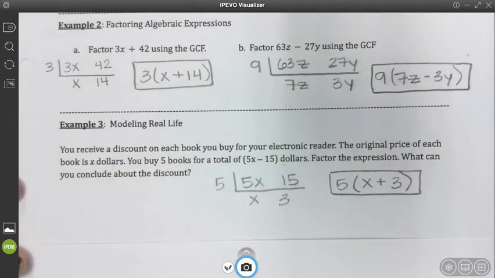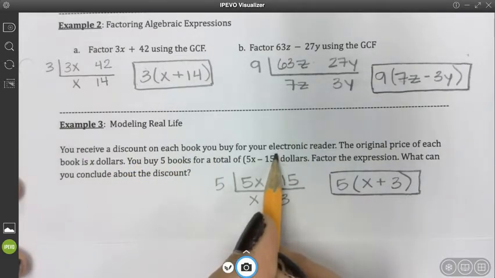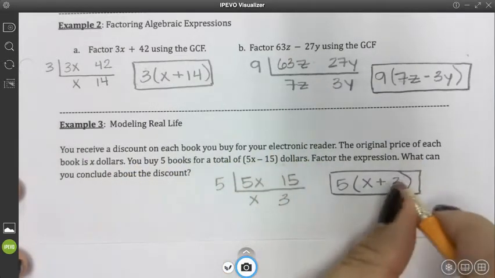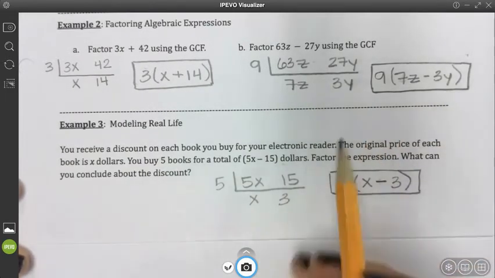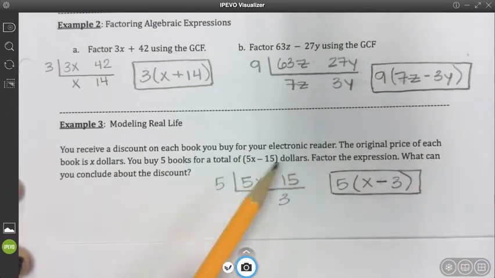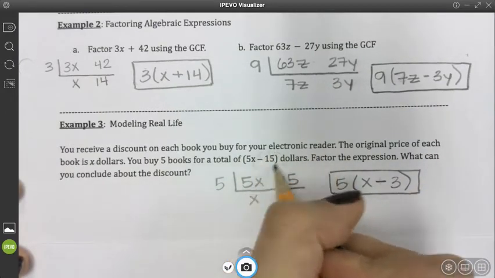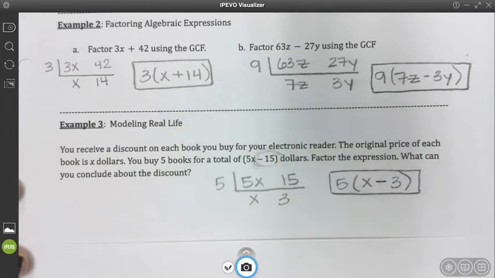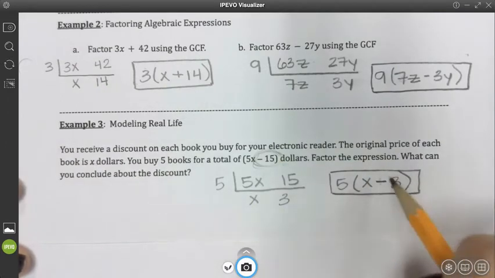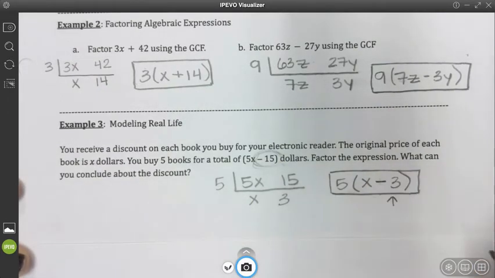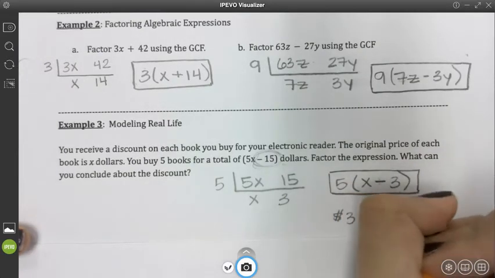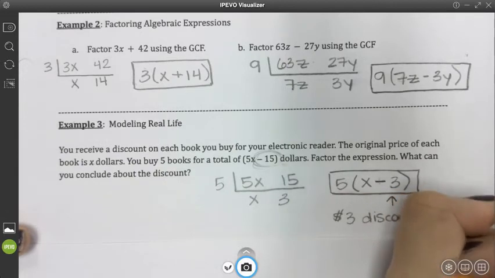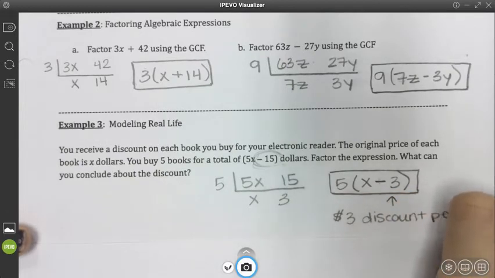So what can we conclude? Let's see. You receive a discount on each book for your electronic reader. Oops, I made a mistake there. This should be minus 3. So in the original, this minus 15 is the discount for all of the books. When we distribute out the 5, this minus 3 is telling you what the discount is for each book. So we will have a $3 discount per book.